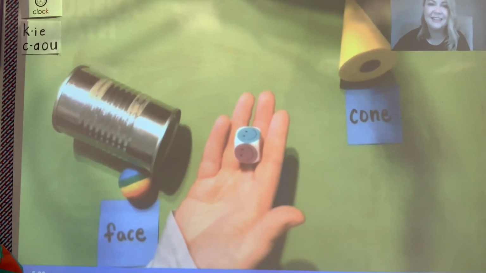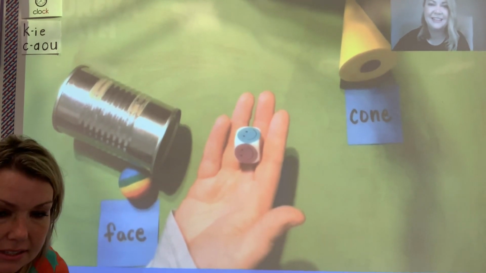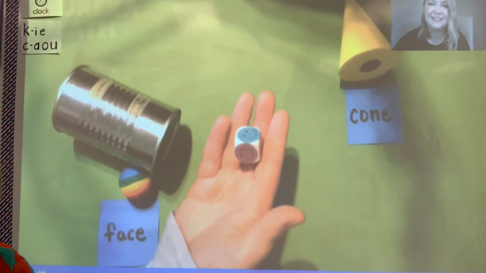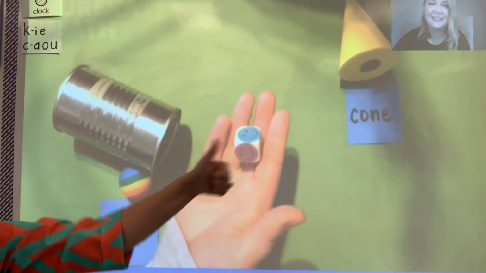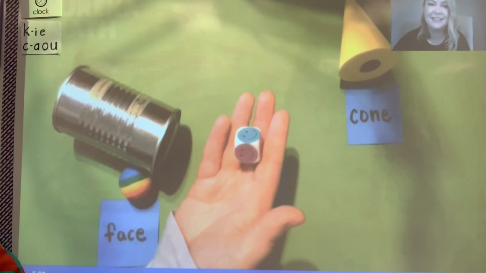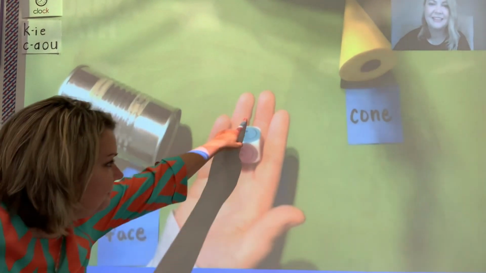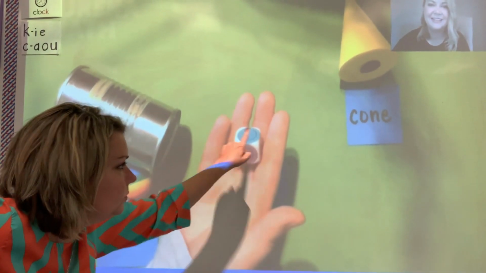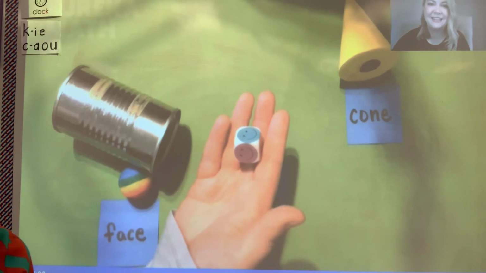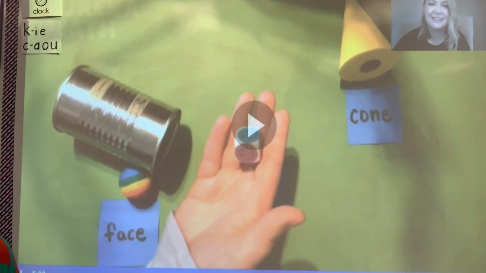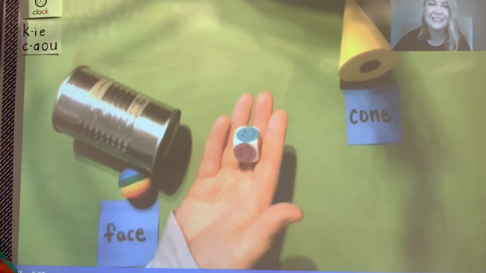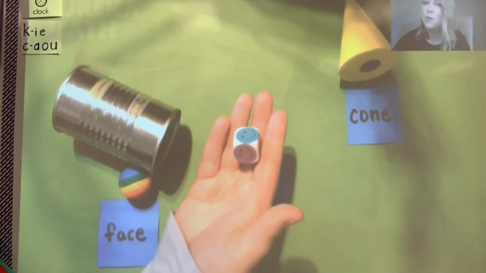Ryan, how many faces are on your dice? 6. Ryan says he has 6 faces on his dice. Thumbs up if you agree with Ryan. He's right. You have 4 faces around the sides and 2 on the top and bottom. 2 and 4 make 6. Let's see what Ms. Hawkins says. Let's count them to be sure.